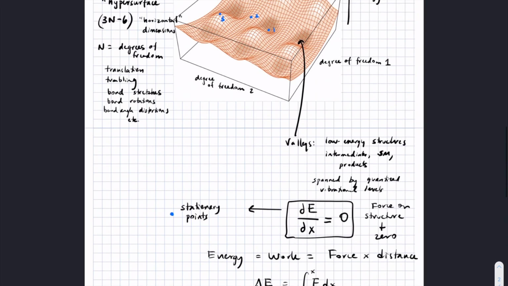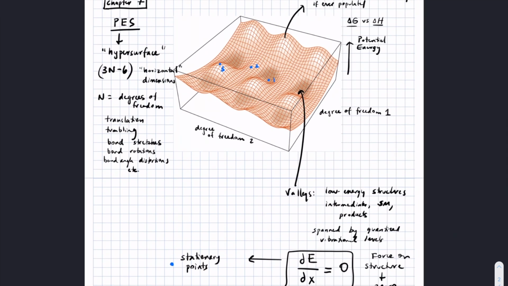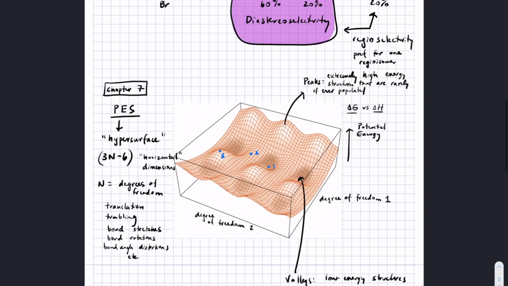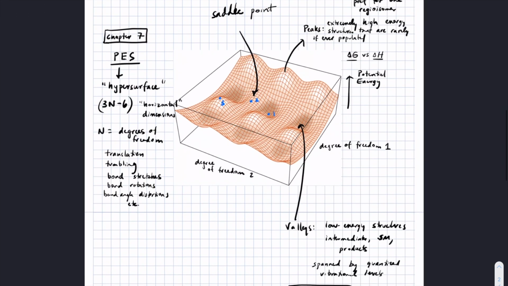But how do you tell a saddle point? Okay, a saddle point is sort of the lowest, it's the mountain pass. It's the lowest space to get over the mountains without doing anything extra. How could we distinguish a saddle point from, say, the top of a peak?